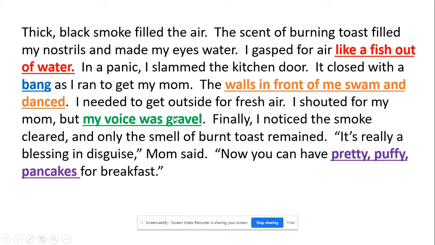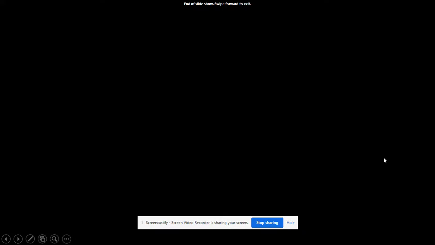Finally, I noticed the smoke cleared and the smell of burnt toast remained. "It's really a blessing in disguise," Mom said. "Now you can have pretty, puffy pancakes for breakfast." Pretty, puffy pancakes. You should either underline or highlight that. That is an example of alliteration because the beginning sound of P is present in the beginning of each word.